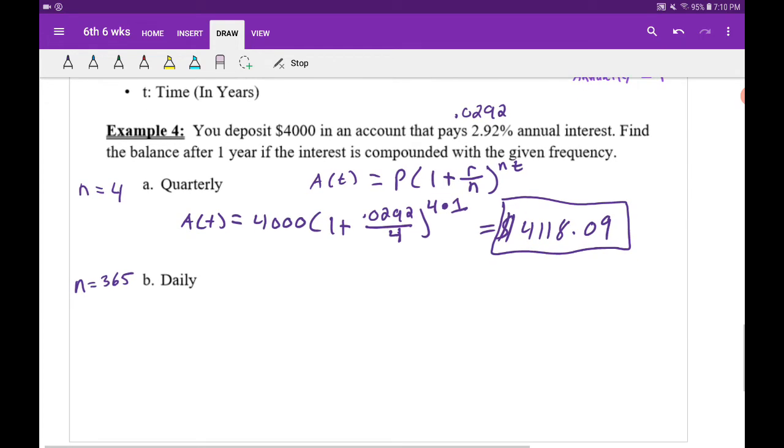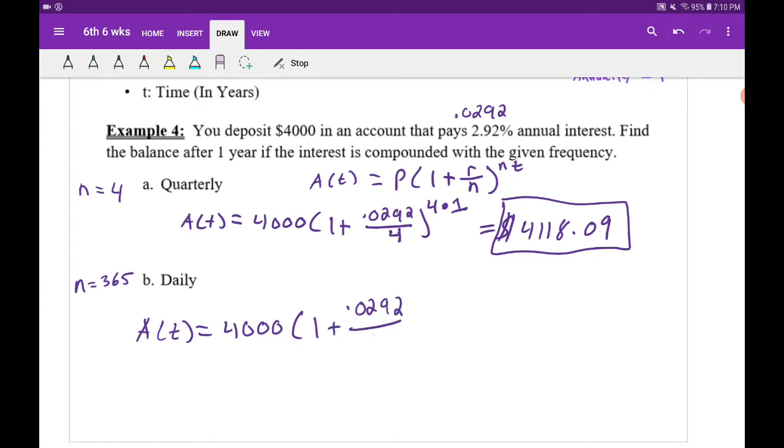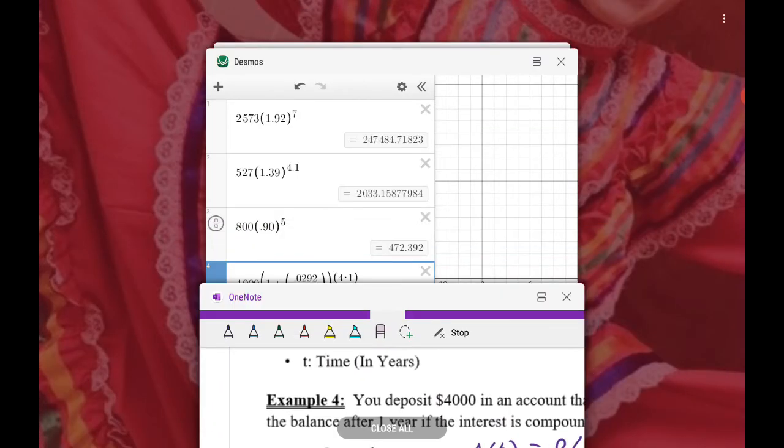Now part B will be very similar. We're going to have 4,000 times 1 plus 0.0292 over 365. This is a great example because we're going to see how compound interest changes the initial amount. Times 1, being after 1 year, we can see a really good comparison. So let's put this in our calculator.